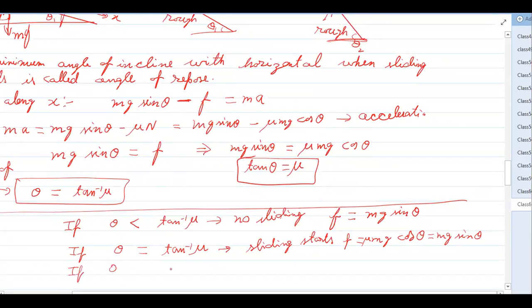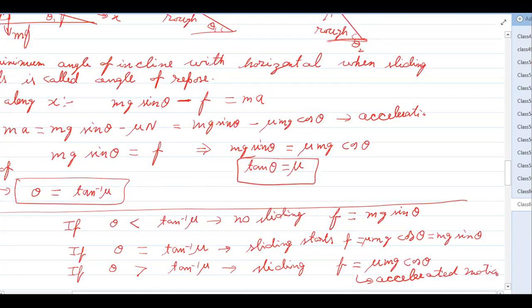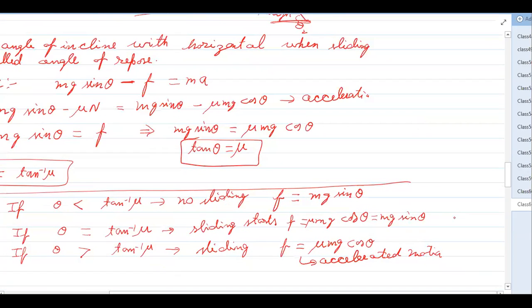And if theta is greater than tan inverse mu, then sliding is going on, and friction will be mu mg cos theta only. And in this case, mu mg cos theta will not be equal to mg sin theta. It will be different. The mg sin theta will be larger, and we will get some acceleration. This will be accelerated motion. Okay. But this one is not accelerated. This one is just sliding, meaning constant velocity, no acceleration. Sliding starts but no acceleration.